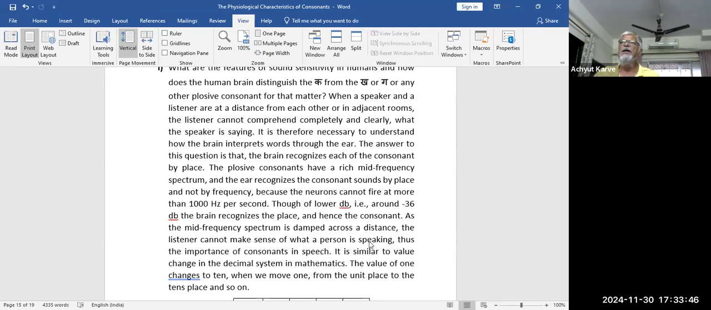Thus, as the mid-frequency spectrum is damped across a distance, the listener cannot make sense of what a person is speaking. Thus, the importance of consonants in speech.